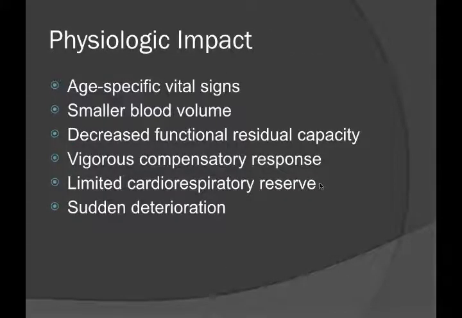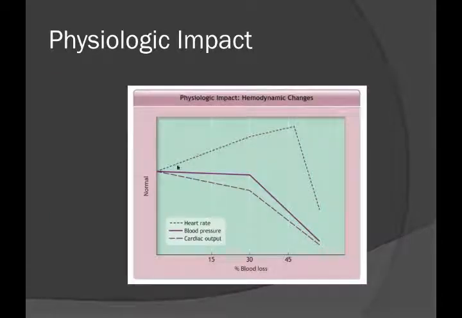So in children, obviously, you're using age-specific vital signs. The overall blood volume is smaller. The functional residual capacity in the lungs is lower. It will compensate for a long time, but then decompensate quickly. And so what you'll see is a slow climb in the heart rate before decompensation. The blood pressure tends to be maintained.